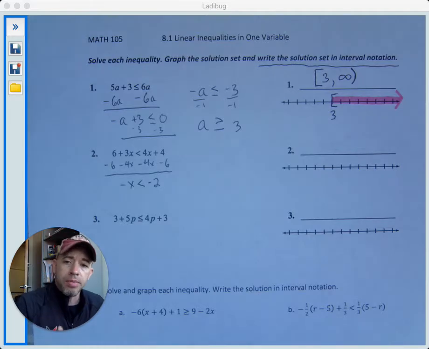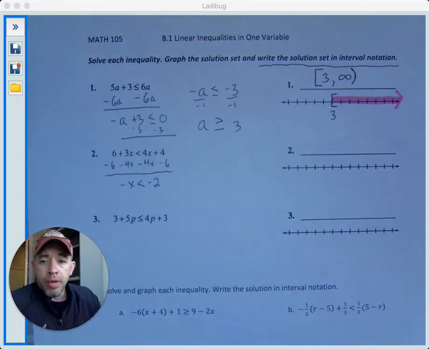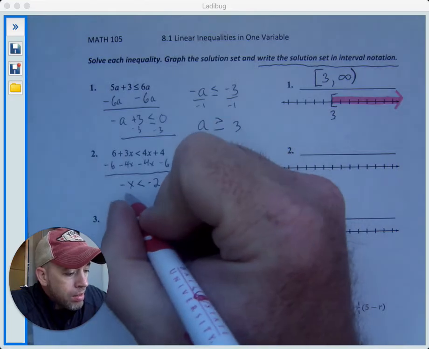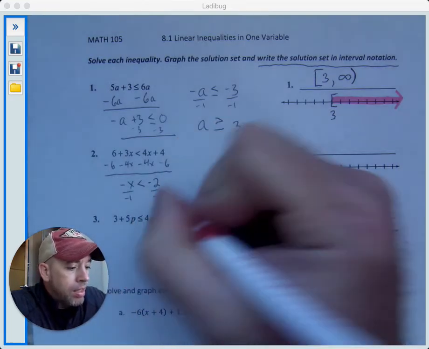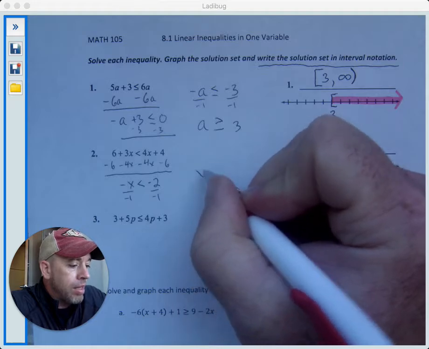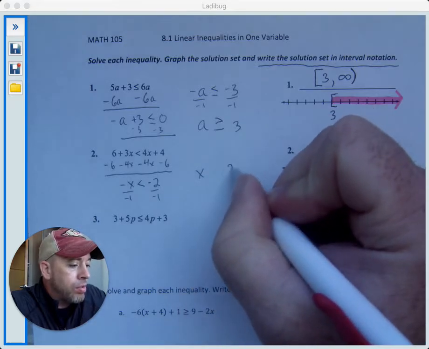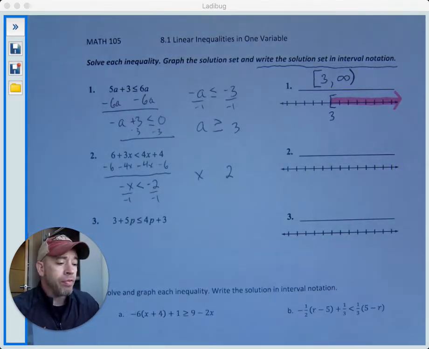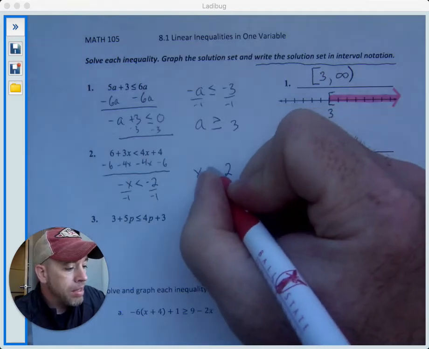Alright, so we have kind of the same situation we had before. We have the negative x and we don't have a positive x, so we need to either multiply or divide both sides by negative 1. So I'm going to divide. When we do that, on the left we end up with just x. On the right we get a 2. What goes in between? Well, since we divided by a negative, we have to flip the inequality sign and make this x is greater than 2.